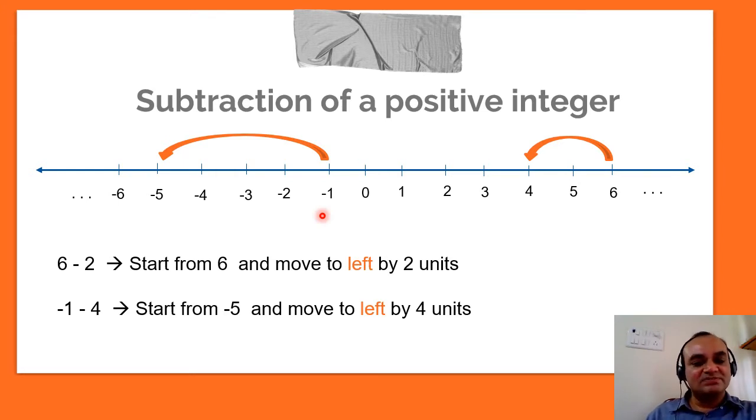So how to do this methodically again? If we want to do minus 1 minus 4, what we do is we just take the magnitudes 1 and 4, we add them up, we have 5, and then we attach a minus sign. So that's where we reach, minus 5.